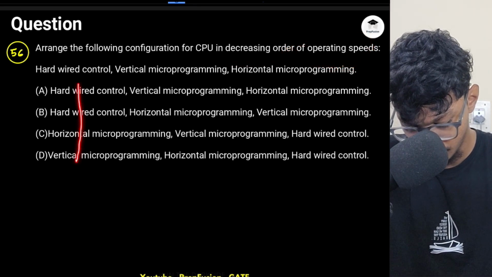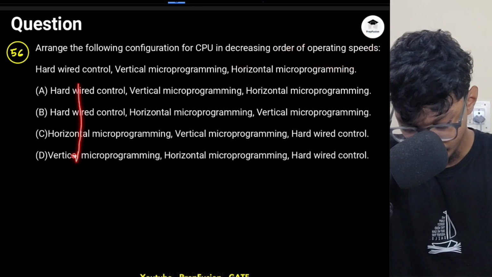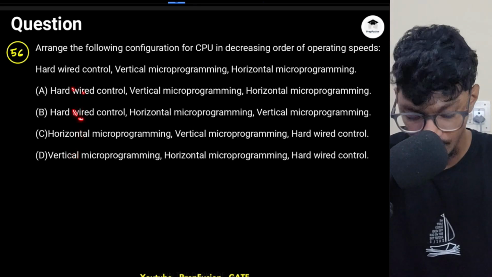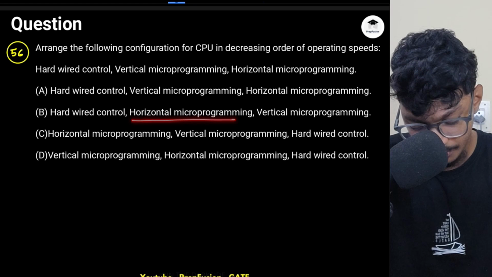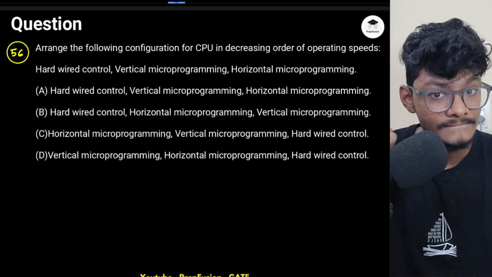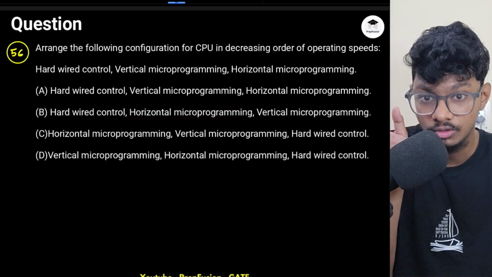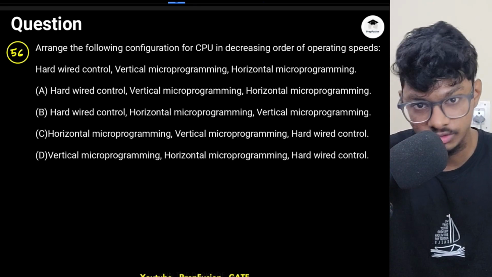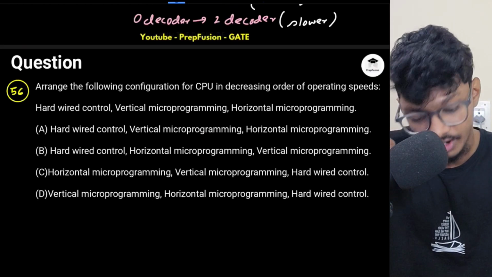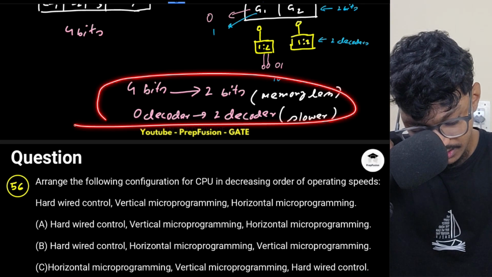So in the first element, it should be hardwired. I can see these 2 options are hardwired. Now I move on to the next element: horizontal microprogramming or vertical microprogramming. In horizontal microprogramming, the control signals are directly in the control word. So even though it is slower than hardwired, yes, but it is faster than vertical microprogramming.